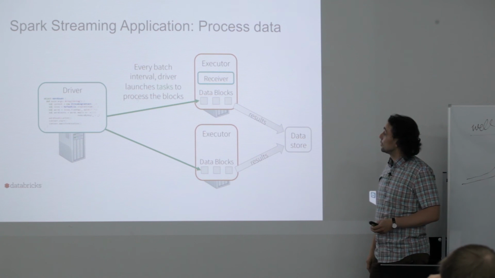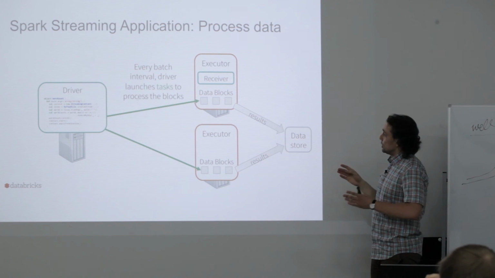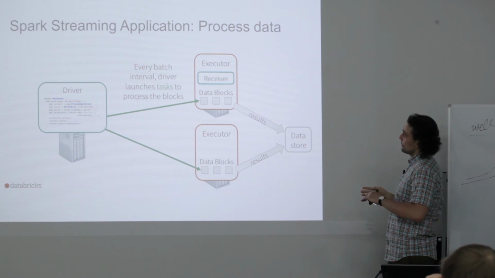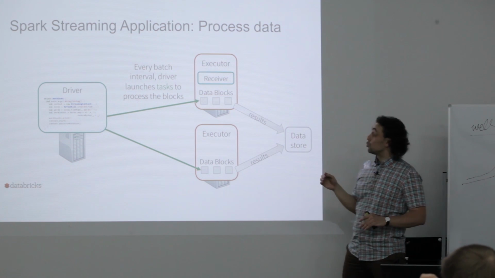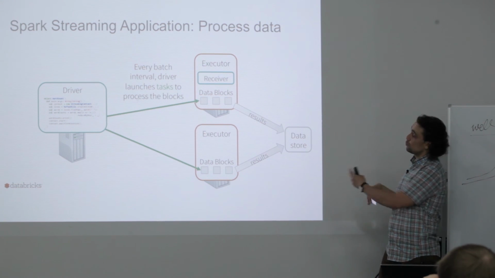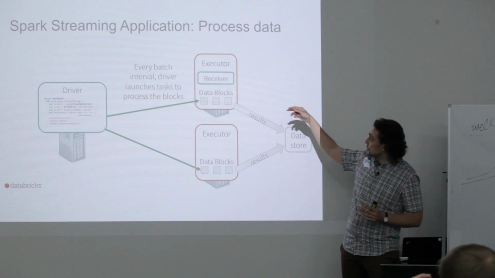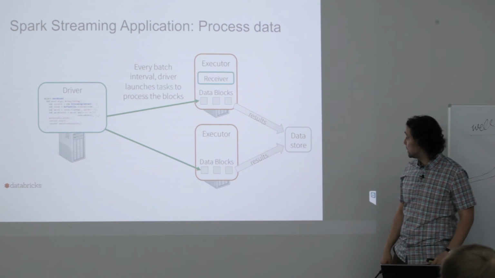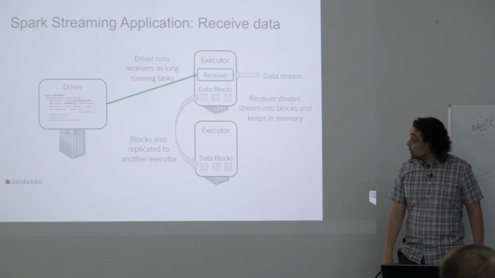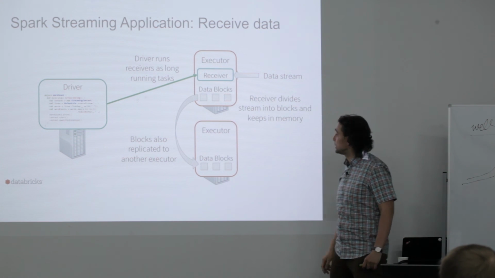It's also possible. Inside each of these receivers, data is organized in blocks, and a block consists of some batch interval, which we decide when we run this Spark streaming application. Then it is processed on this executor, and then it could be sent to a data store or some visualization graph. So in this picture you see that data is input to the receiver.